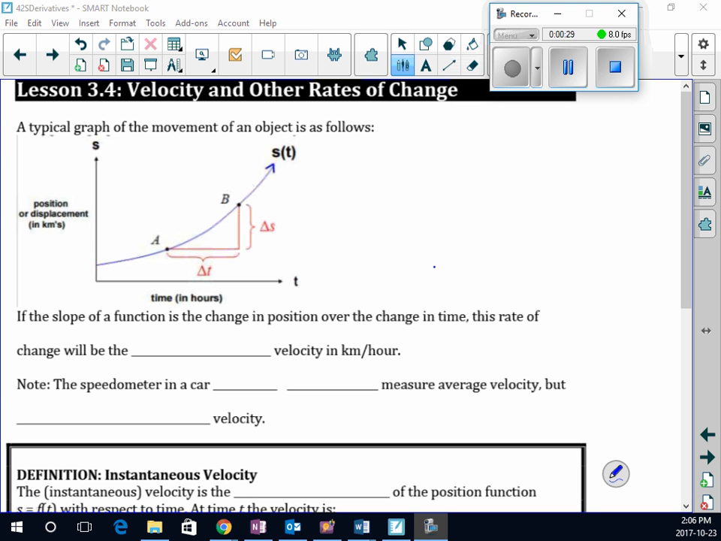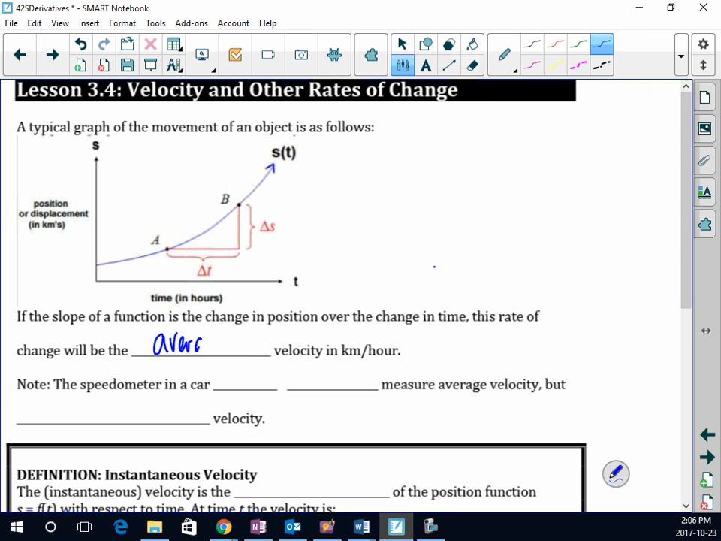t is the time. So if the slope of a function is the change in position over the change in time, this rate of change will be the average velocity in kilometers per hour. Delta s over delta t. That's the slope of a secant line, which is the average rate of change.